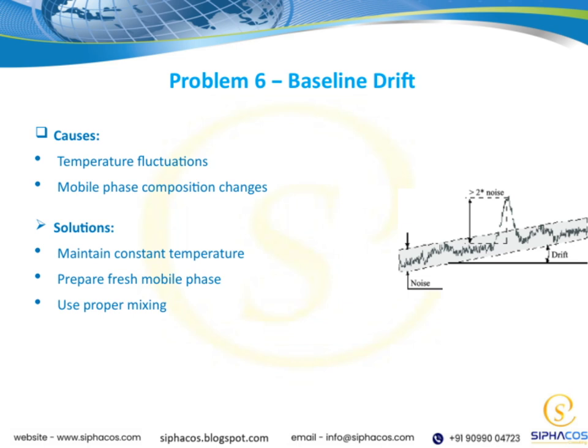Now, to address these problems, there are a few practical solutions. First, maintaining a constant temperature is crucial. Using a column oven or temperature-controlled environment can help keep things steady. Second, always prepare fresh mobile phase. Old or improperly stored mobile phase can cause inconsistencies. And third, ensure proper mixing of the mobile phase. This ensures uniformity and prevents composition fluctuations that can lead to baseline drift.